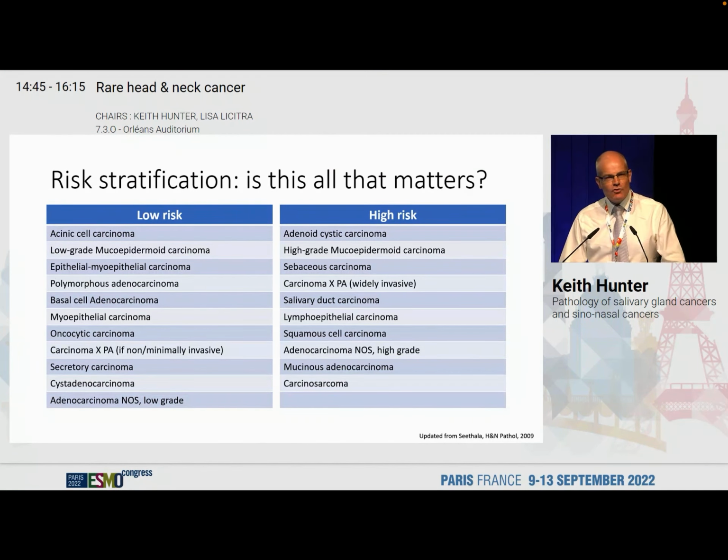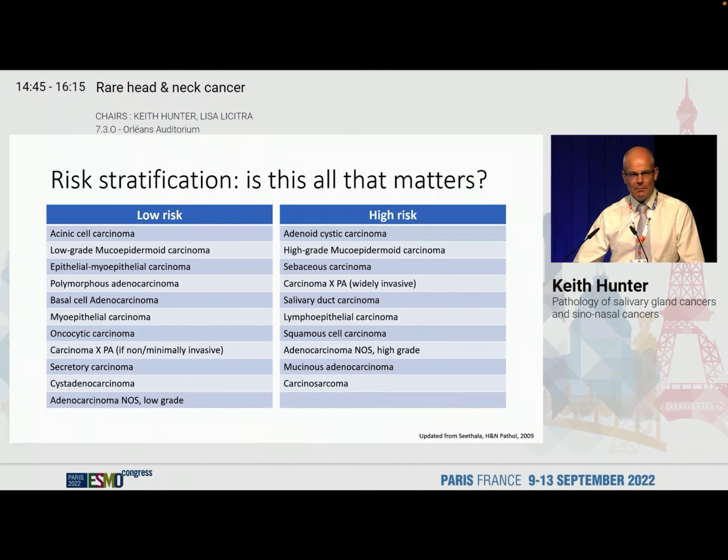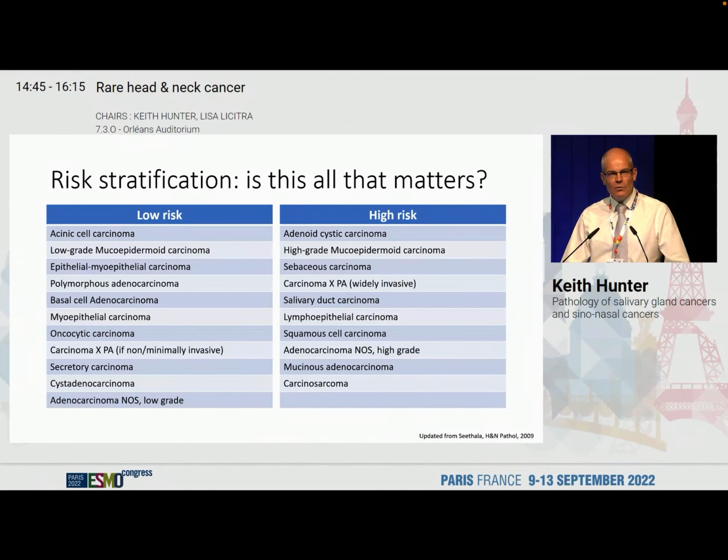Again, the names have changed in the classification, and there's one point which is worthwhile making from this list. It was not called this in 2009 when Raja Sithala wrote the paper, but polymorphous adenocarcinoma was at that time polymorphous low-grade adenocarcinoma. The low grade was removed from the name, given the fact that whilst many of these may be low-grade and low-risk, there are a number of these which are not yet particularly well defined, in which there is a significant risk of lymph node metastasis and which are probably acting in a high-grade manner.